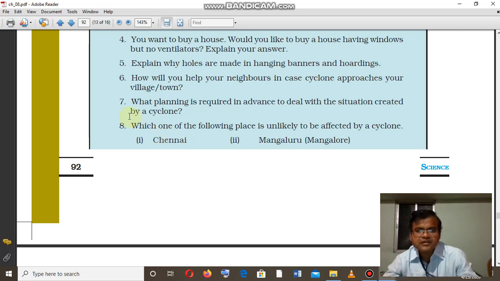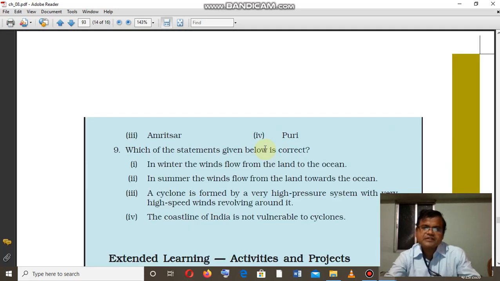Question number 8. Which one of the following places is unlikely to be affected by a cyclone? Chennai, Mangalore, Amritsar, Puri. So the correct answer is Amritsar because it is far away from the sea.